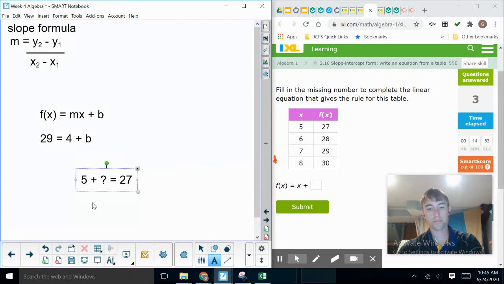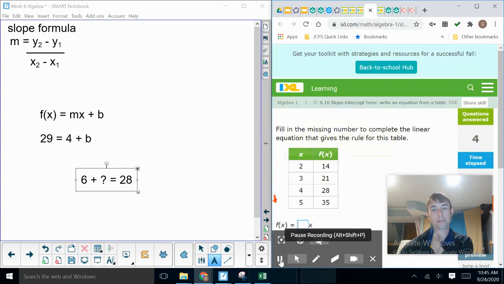6 plus what number gives you 28? x is 6. 6 plus what number equals 28? And of course that is the same, 22. So that's a different way of figuring out what is b. Plus 22 equals your y. So 7 plus 22 is 29. 8 plus 22 is 30. Okay? Let's take a look at the next.